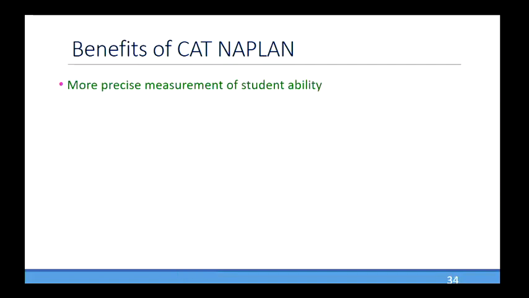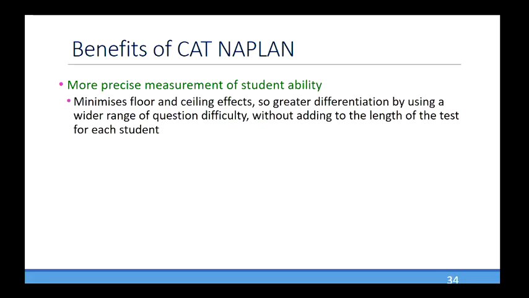So that's an issue. But the benefits of CAT NAPLAN is that you'll have more precise measurement of student ability. It minimises those floor and ceiling effects, so greater differentiation.